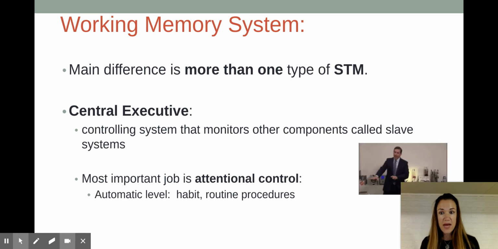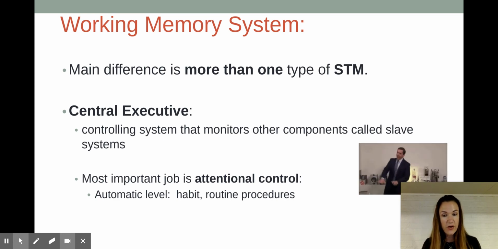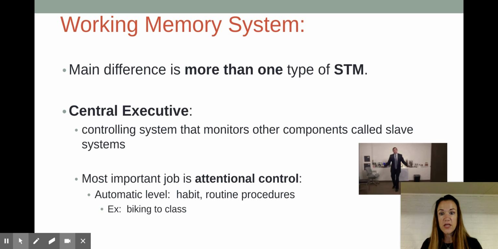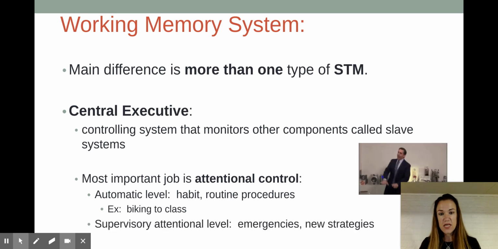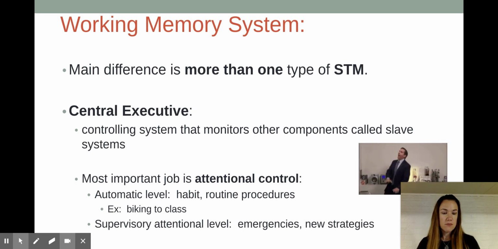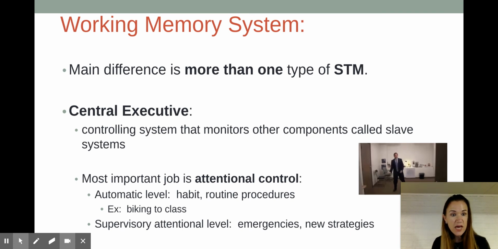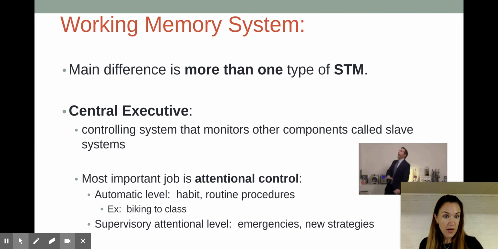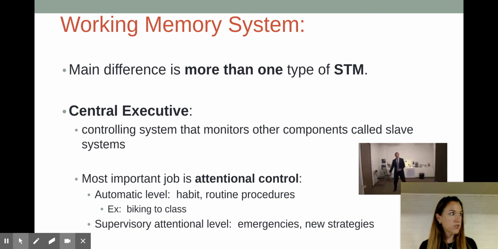So you have an automatic level. That's what's doing things that you don't have to consciously think about. So when you're writing down notes, you don't have to think about how to write the letter A. That is the automatic level. Or biking to class. Then you have the supervisory attention level. So this is when something new comes your way. Like let's say you've never written Japanese words, and you would have to give specific control or attention to that, which you wouldn't have to give to writing regular letters of the alphabet that you do all the time. Okay. But the central executive is the one who is directing your attention.